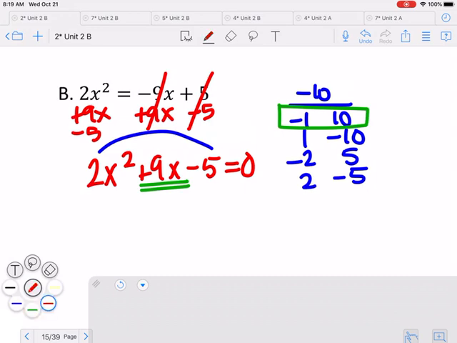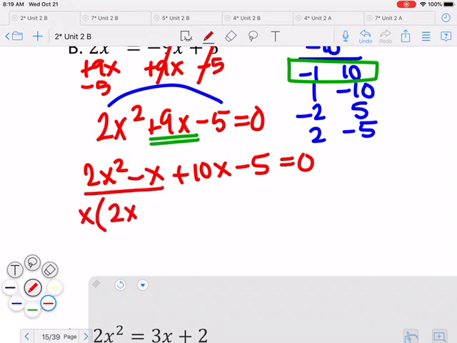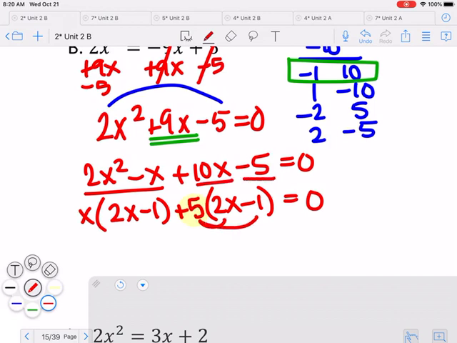I can rewrite my problem now. 2x squared minus x plus 10x minus 5 equals 0. And now factor by grouping. I'm going to take my first pair. I can take out an x. 2x minus 1. Second pair, I'm going to first copy down 2x minus 1, and sitting in front here would have to be a positive 5. 5 times 2x is 10x. 5 times negative 1 is negative 5. So we've got our two factors. 2x minus 1 times x plus 5 equals 0.